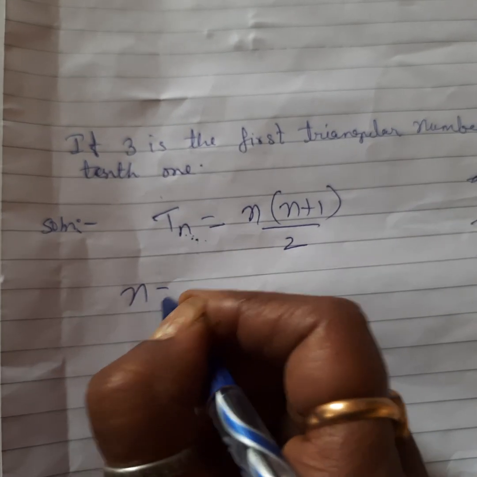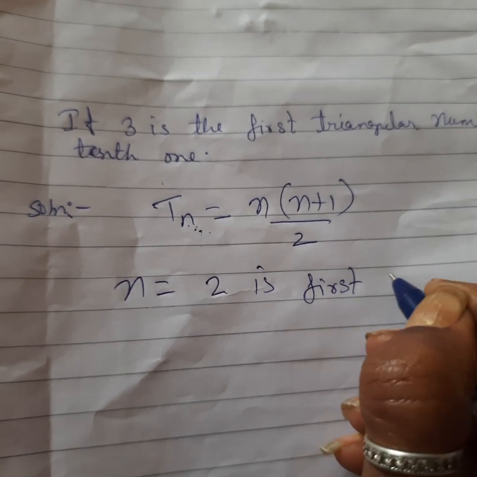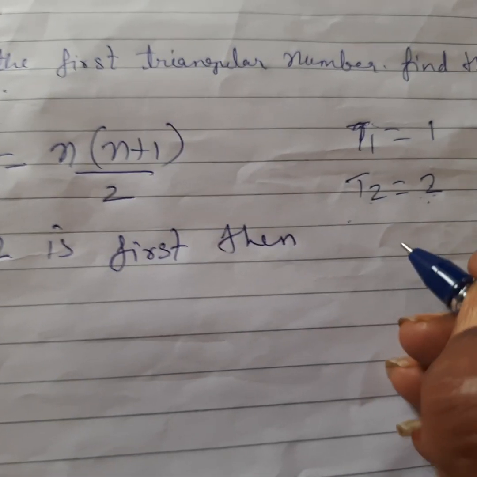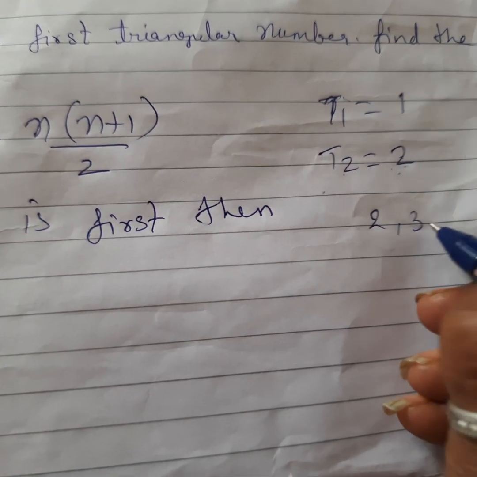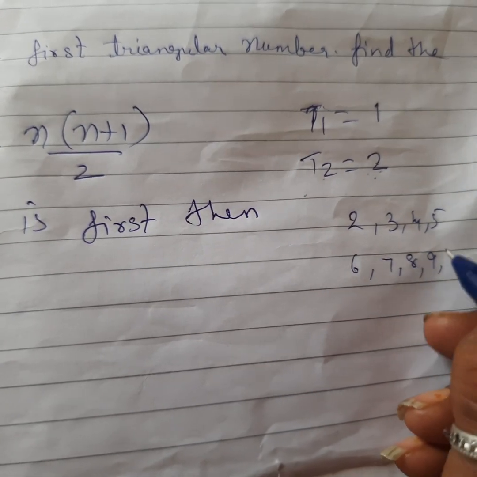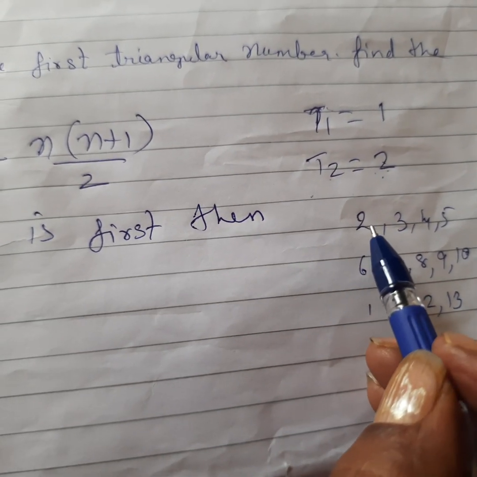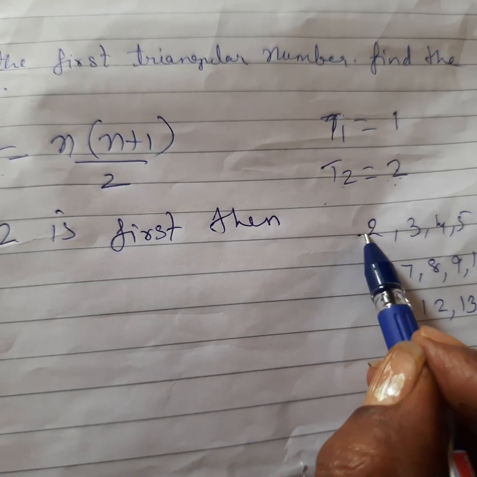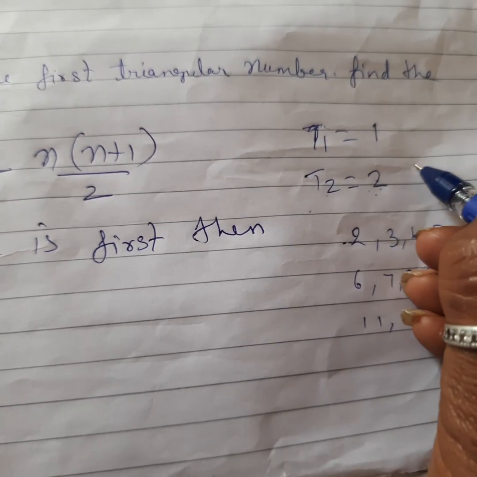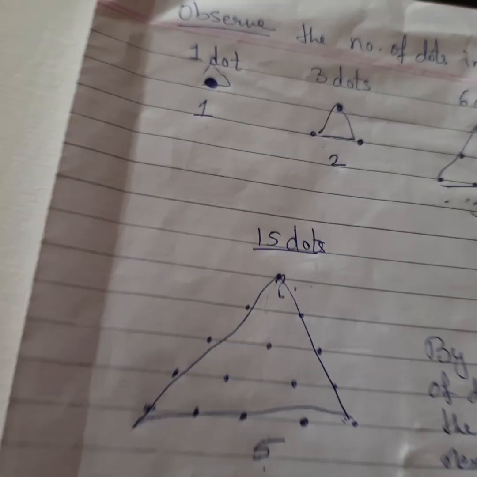If n is equal to 2 is first in sequence, then find out. How will we find out? In the rough you can write down 2, 3, 4, 5, 6, 7, 8, 9, 10, 11, 12, 13. How much you want? That much. Now let's count. 2 is the first triangular number, because when T2 is equal to 2, we get 3, na? 3 triangular number. Correct? Yes or no? I had shown you the dots.